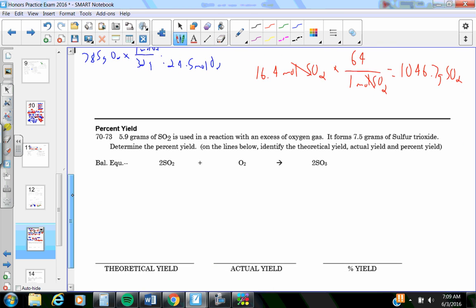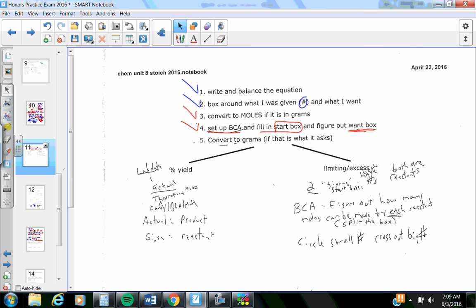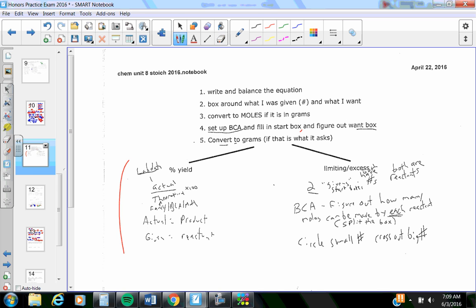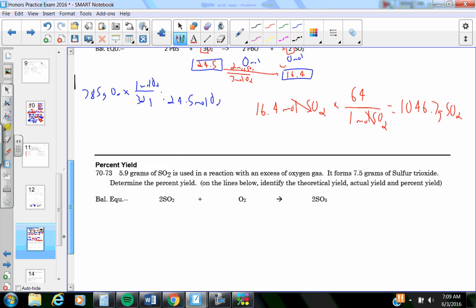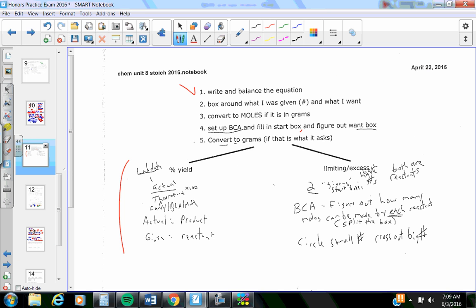Next one, very similar in the fact that I'm using all of these steps again, only there's some extra stuff down here because this one is a percent yield. And so I'll have to think through some of the nuances of that. Step 1 is balance the equation. You right now are in luck, it's already given to you. Step 2 says put a box around what I was given and what I want to know.